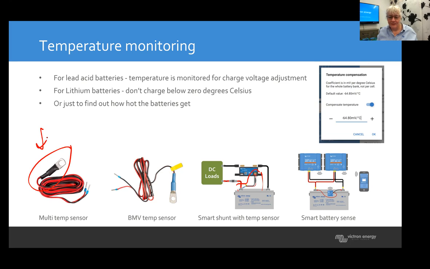There's a document. I'll post a link in the chat, which disambiguates which temperature sensor you can use with which device. Yeah, that's a good one. Maybe I might add it to the presentation in the future.